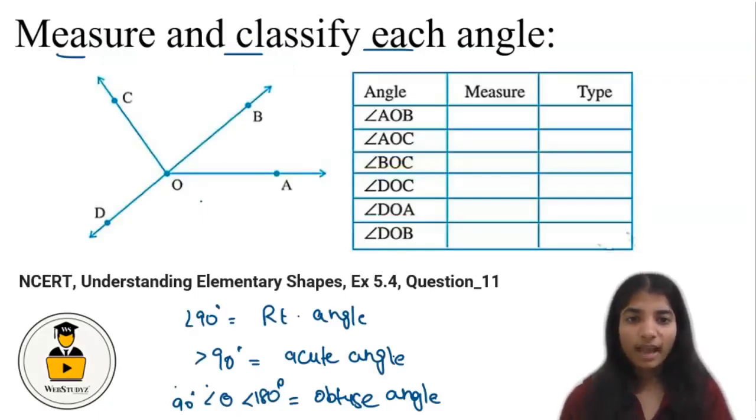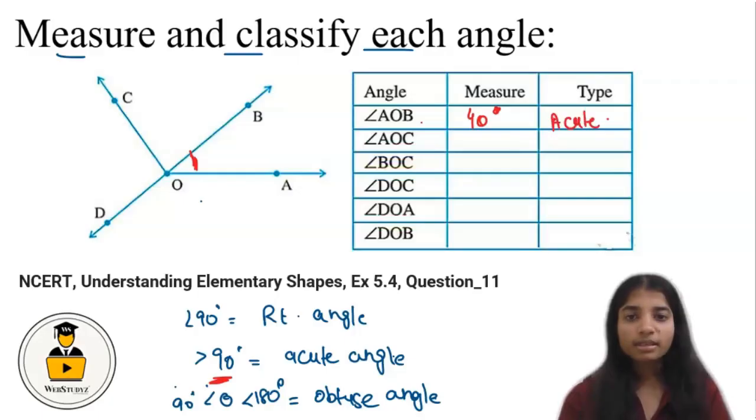Now starting with angle AOB, we have to measure the angle AOB using the protractor. When we measure the angle AOB using the protractor, we get its value as 40 degrees. We know that 40 degrees is less than 90 degrees. So we can say that the type of angle is acute.